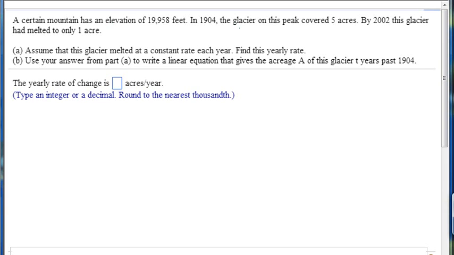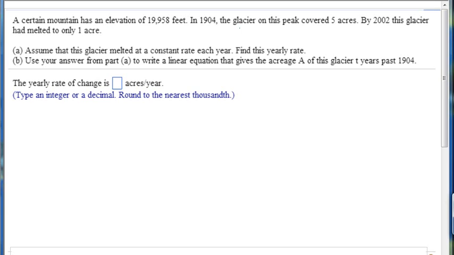This is Jennifer Martinez. In this video, we are going to find the equation of the following scenario. A certain mountain has an elevation of 19,958 feet. In 1904, the glacier of this peak covered 5 acres. By 2002, this glacier had melted to only 1 acre.